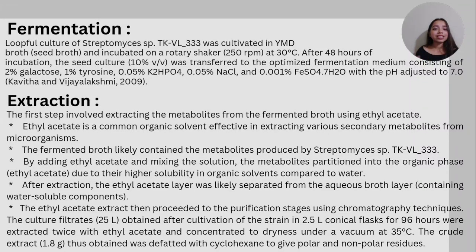After extraction, the ethyl acetate layer was likely separated from the aqueous broth layer which contained water soluble components. The ethyl acetate extract then proceeded to the further stages of purification using chromatographic techniques. The culture filtrates obtained after cultivation of the strain in 2.5 liter conical flasks for 96 hours were extracted twice with ethyl acetate and concentrated to dryness under a vacuum at 35 degrees Celsius. The crude extract thus obtained was defatted with cyclohexane to give polar and non-polar residues.